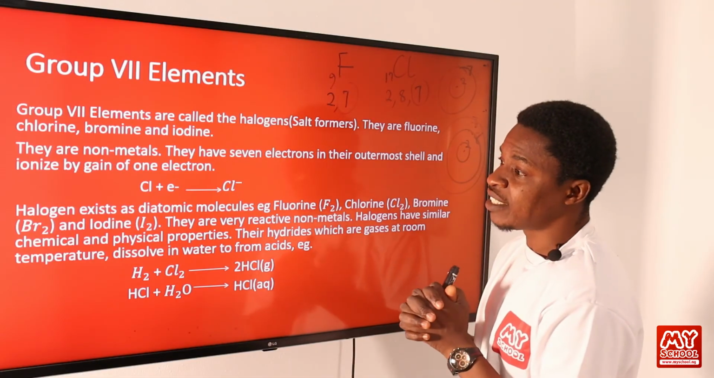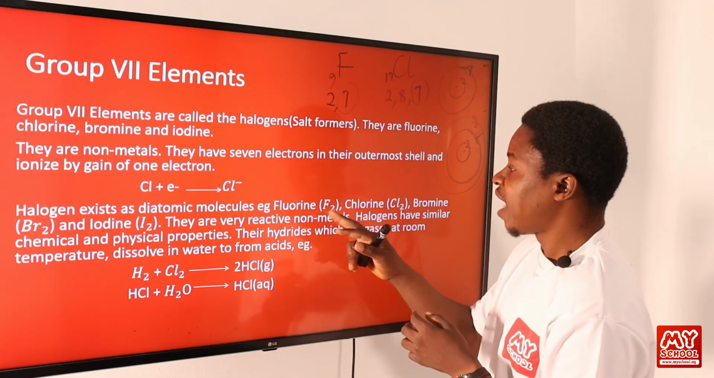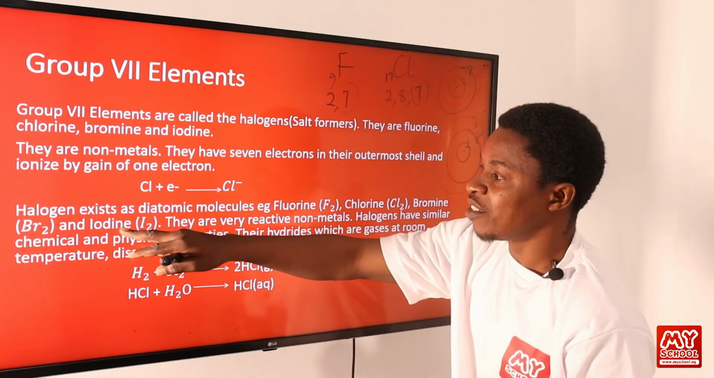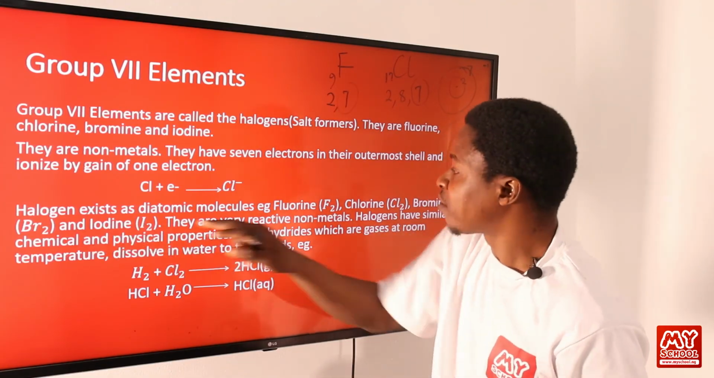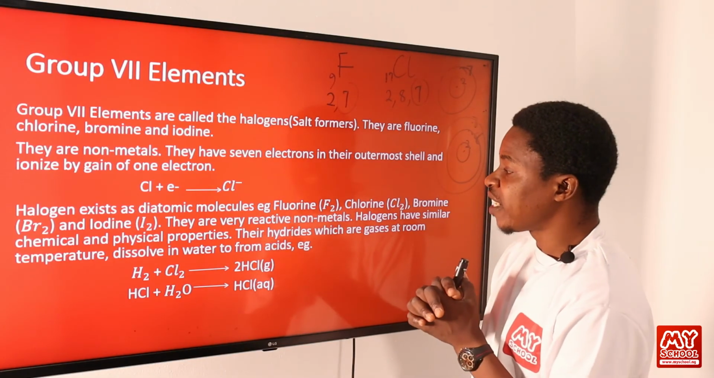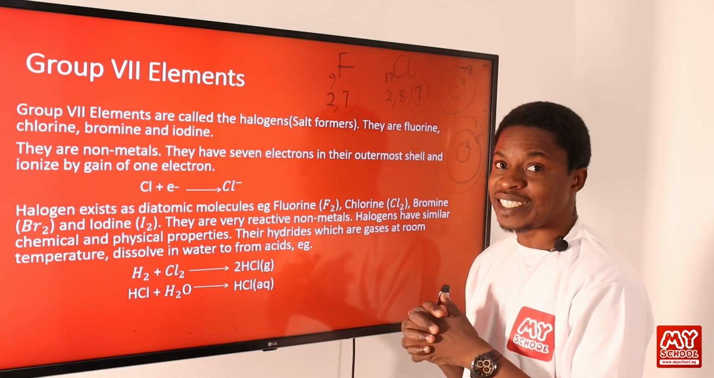So halogens exist as diatomic molecules. For example, we have fluorine as F2, chlorine Cl2, bromine Br2, iodine I2. You can see them 2, 2, 2. That's why they are diatomic as molecules. That's how they exist. So they are very reactive non-metals. In fact, they are the most reactive non-metals.